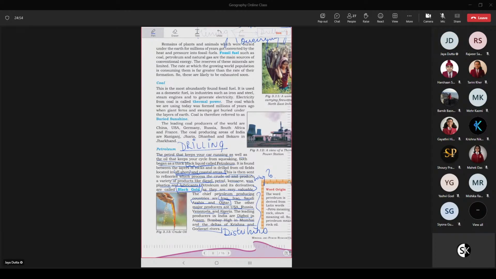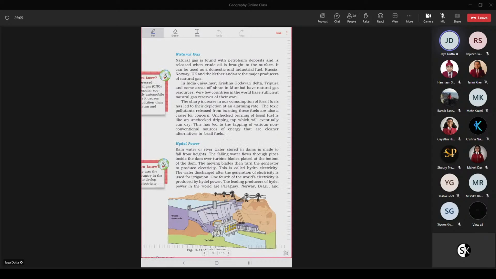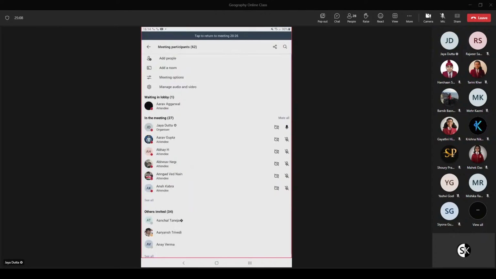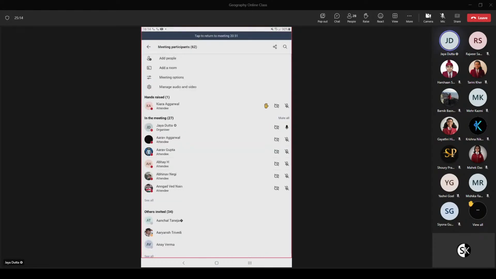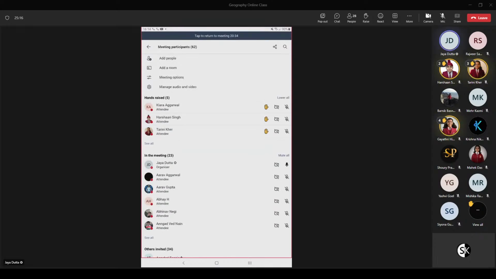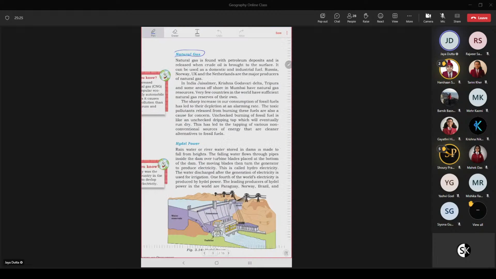Any problems? Okay, let's come to the next one, that is natural gas. Now, in how many of your homes do you receive the gas through pipelines? How many of you? Only Kiara? So basically the gas that we receive in our homes through a pipeline is called natural gas. Natural gas is found with petroleum deposits and is released when the crude oil is brought to its surface. It can be of domestic as well as industrial use.